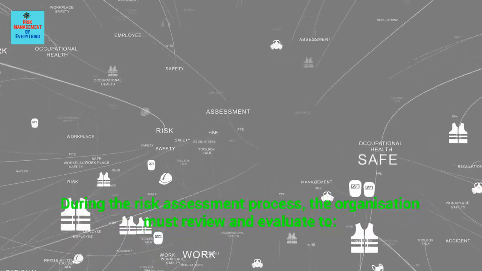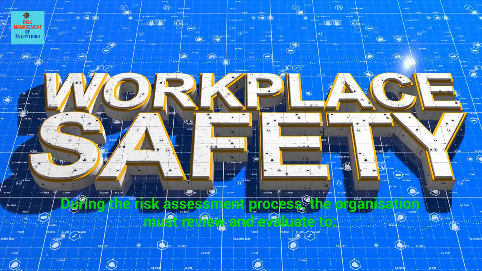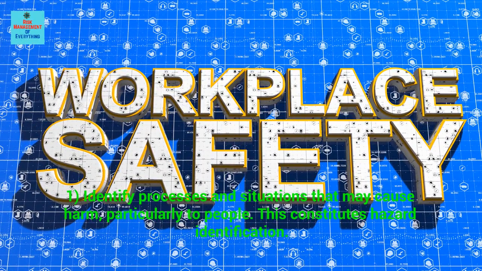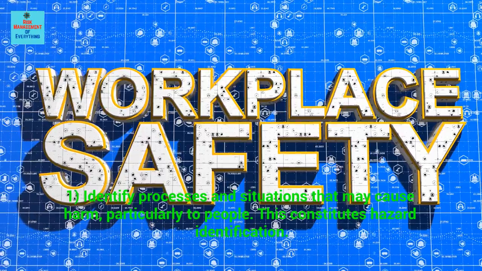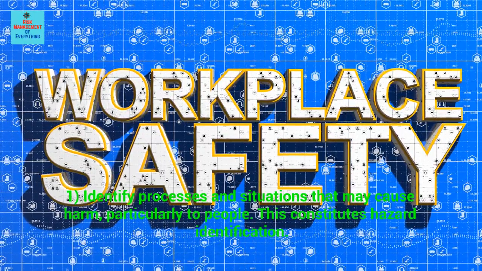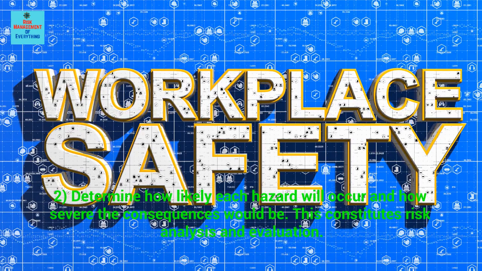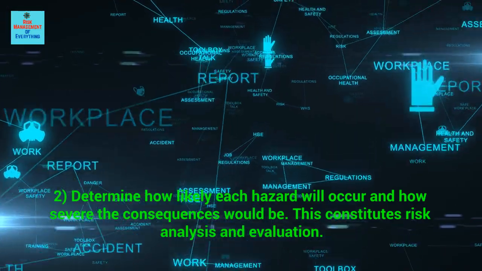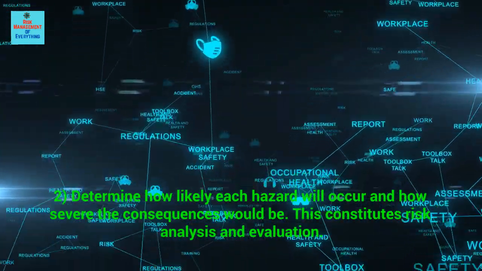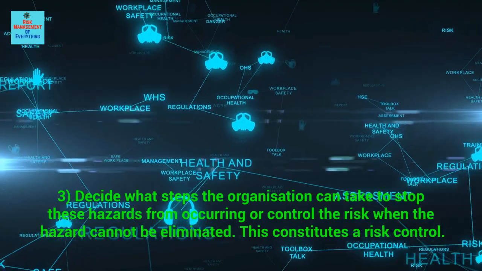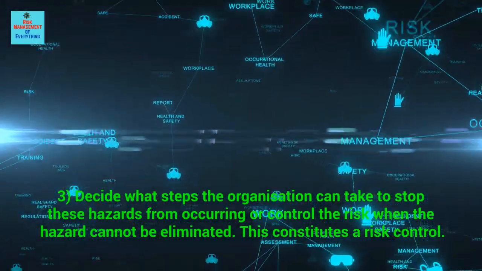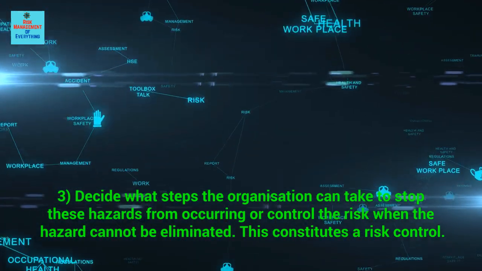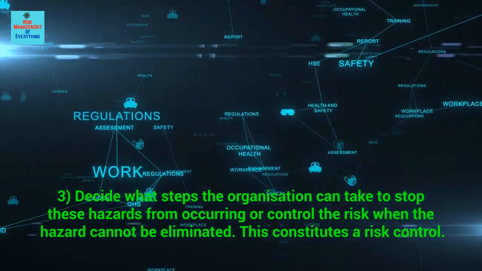During the risk assessment process, the organization must review and evaluate: 1. Identify processes and situations that may cause harm, particularly to people. This constitutes hazard identification. 2. Determine how likely each hazard will occur and how severe the consequences would be. This constitutes risk analysis and evaluation. 3. Decide what steps the organization can take to stop these hazards from occurring or control the risk when the hazard cannot be eliminated. This constitutes a risk control.